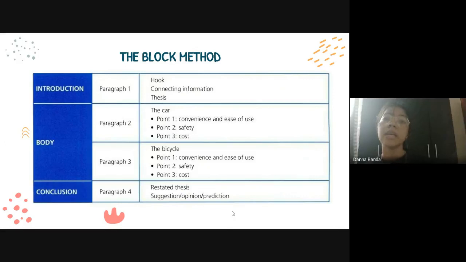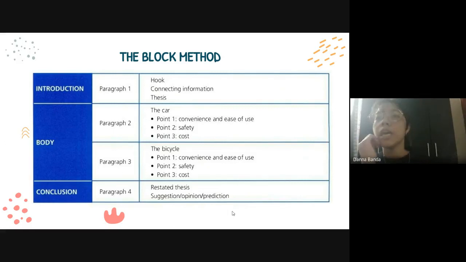Okay, here is how a block method would look like. First, we have four paragraphs. The first one is the introduction. The second and the third one are the body paragraphs. And finally, the fourth paragraph is the conclusion.